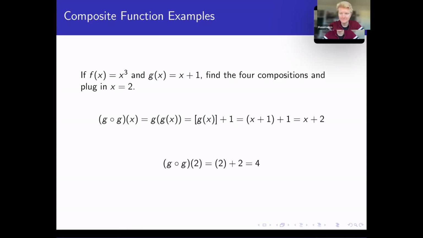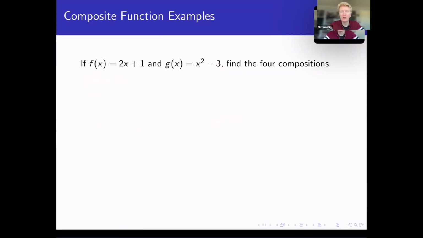Very exciting. Okay. So let's find the 4 compositions. We don't need to keep plugging in values. I think we get the idea. But let's find the 4 compositions. F of g of x says f of x with g of x plugged in. F of x is 2x plus 1, but we instead have 2g of x plus 1.